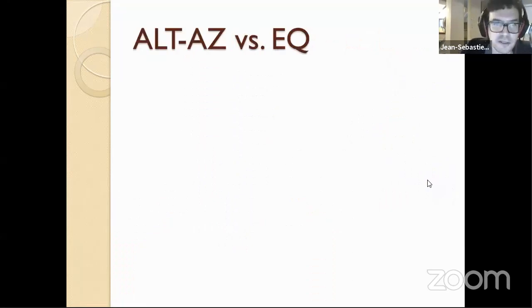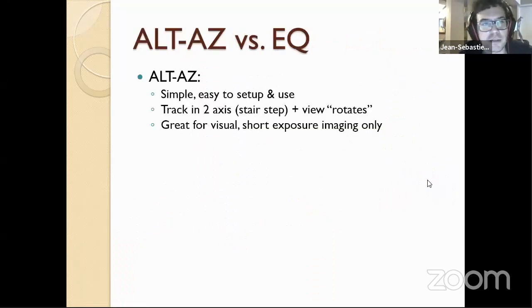So altaz versus EQ. Altitude azimuth is simple, easy to set up and use. They track in two axes, so it's just like a stair step. As the Earth rotates, the view rotates, and that's just a consequence of the way stars move across the sky depending on your latitude. They're great for visual. You can do some imaging, some photography, short exposure only, and that's mainly because of the field rotation that you would see in your images.